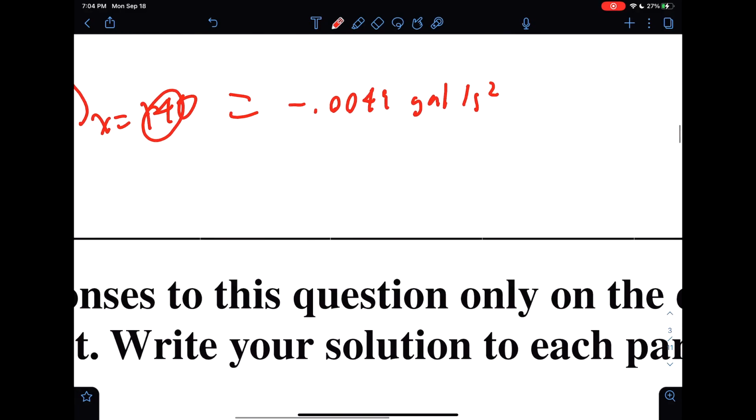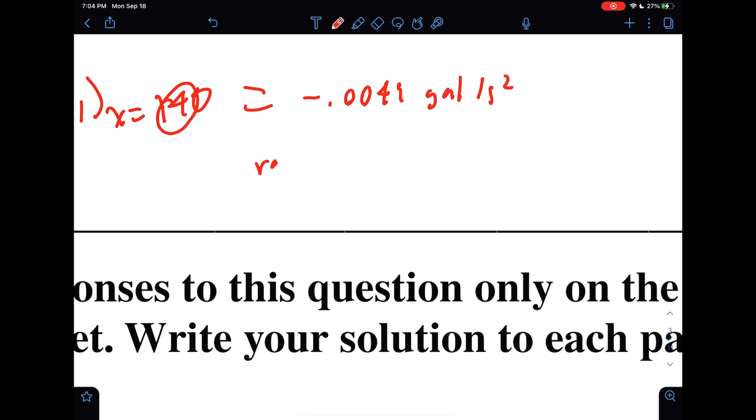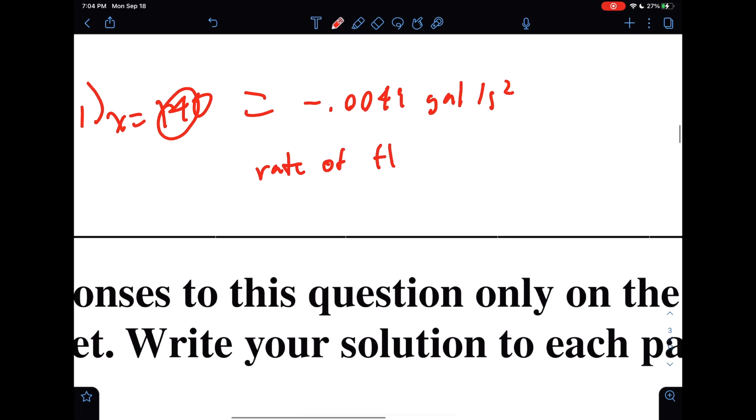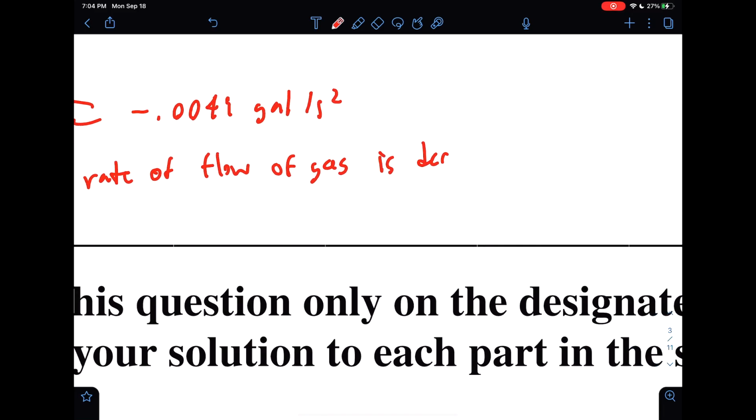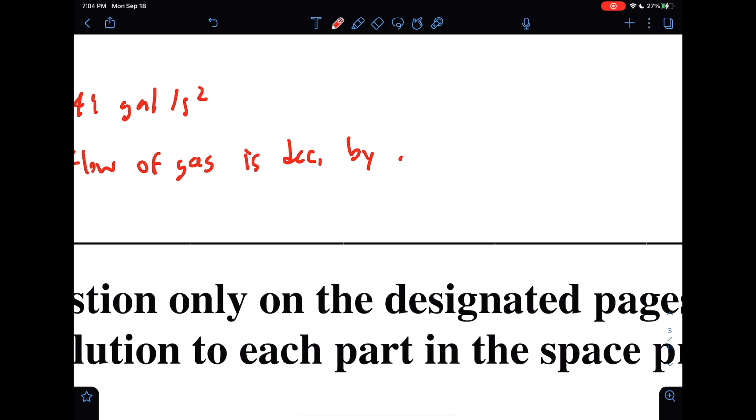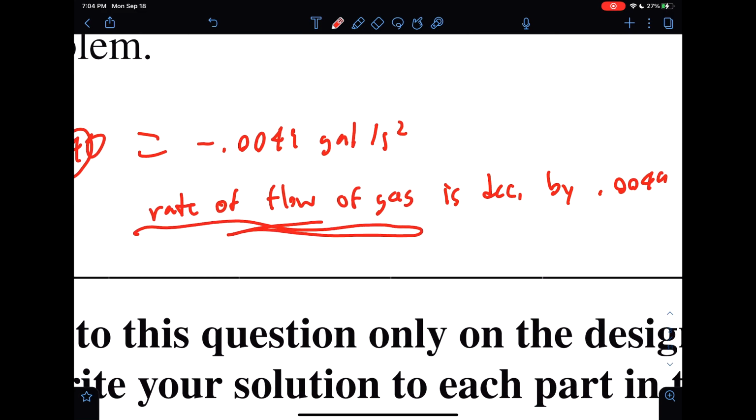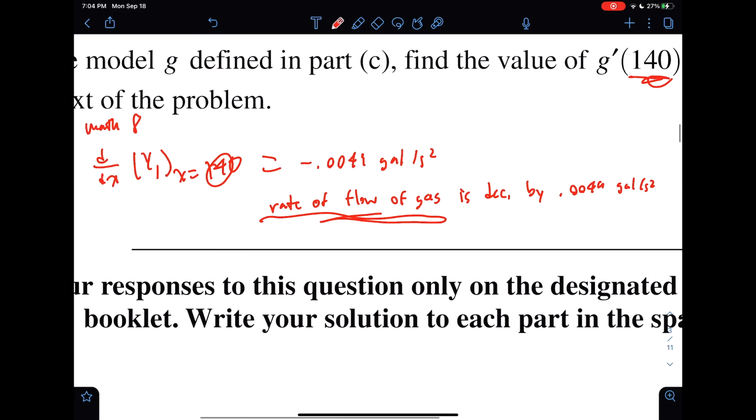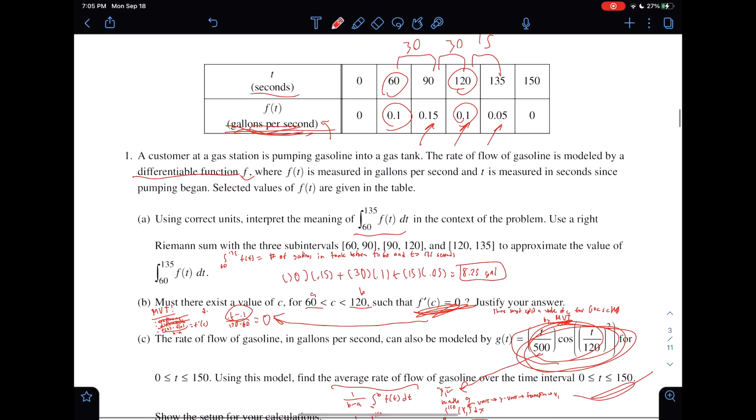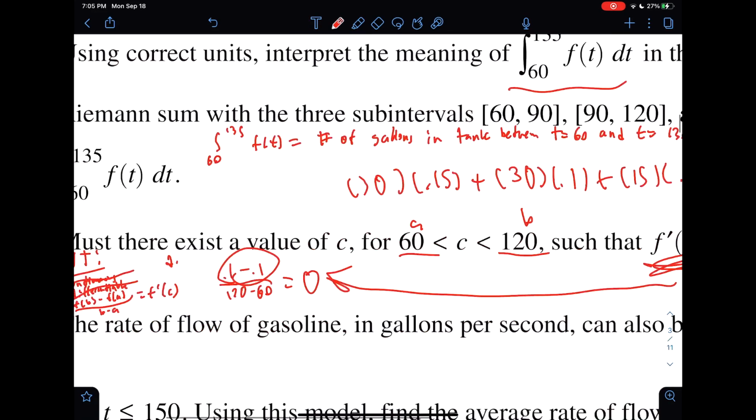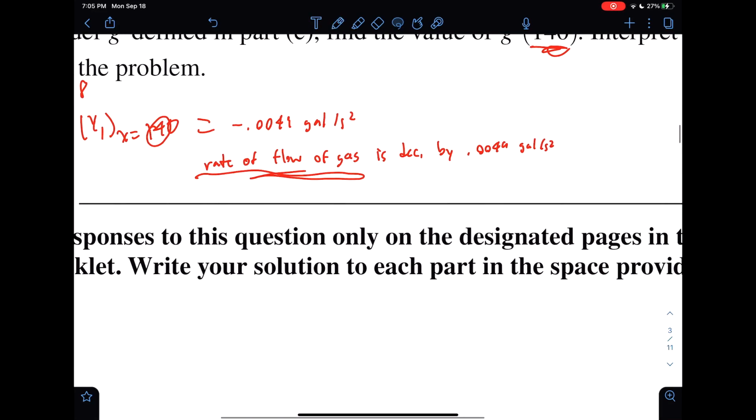And now to interpret it, it would just be the rate of flow of gas is decreasing by 0.0049 gallons per second squared. Make sure it says the rate of flow of gas is decreasing, because it's not saying that the flow of gas is decreasing by, it's the rate of the flow, because you just evaluated the rate of the rate already. So make sure it says the rate of the flow of gas is decreasing by that number.